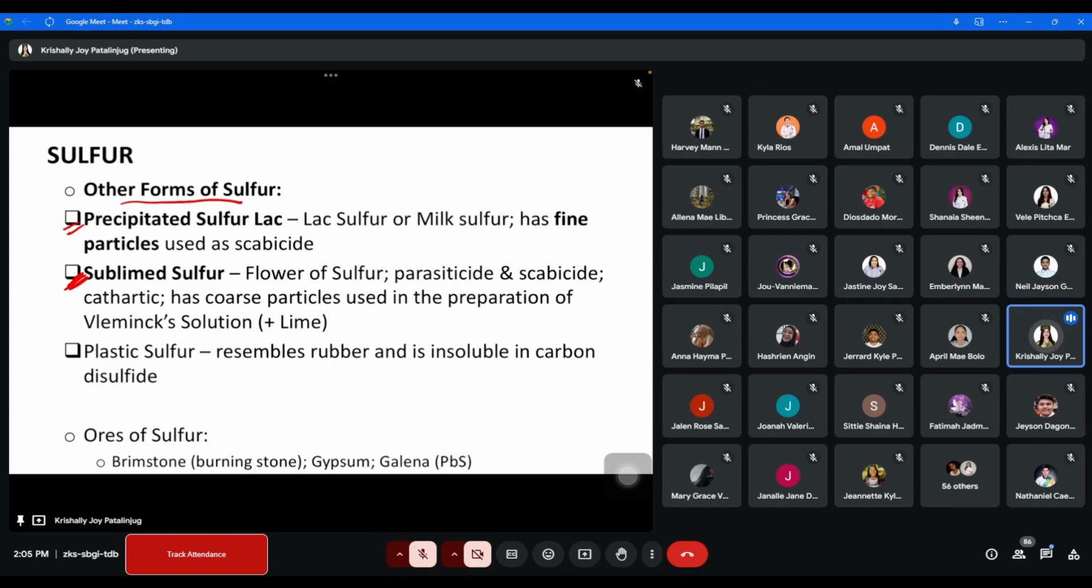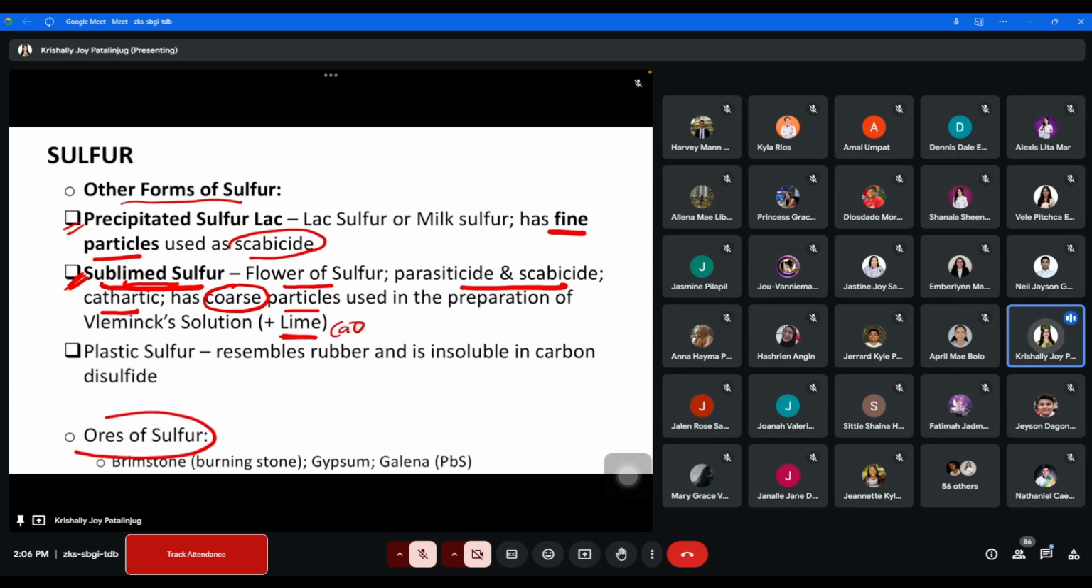So we have precipitated sulfur lac, also known as lac sulfur, milk sulfur. They have fine, very fine particles used as scabicide. They prevent growth of scabies. So scabicidal yung effect niya. Sublime sulfur, ito yung flower of sulfur. Ito naman parasiticide, scabicide, cathartic effect. Ito yung may coarse particles. This one is fine yung particles. Pag sublime, coarse yung particles naman. Yeah, yung texture. And this is the one used in the preparation of Fleming solution. So yung Fleming solution, combination yan ng lime, calcium oxide with sublimed sulfur.